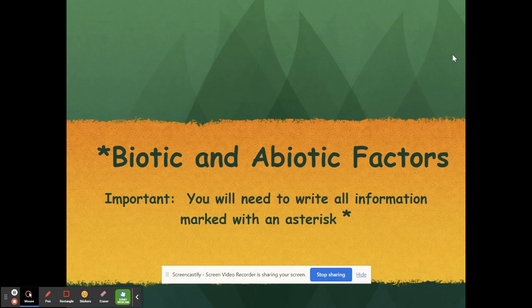Today we are going to learn about biotic and abiotic factors. In your journal, on the next blank page, I want you to title it Biotic and Abiotic Factors.